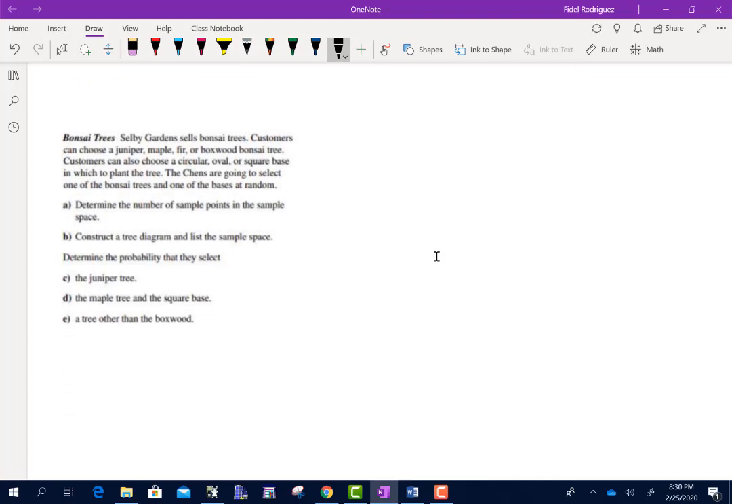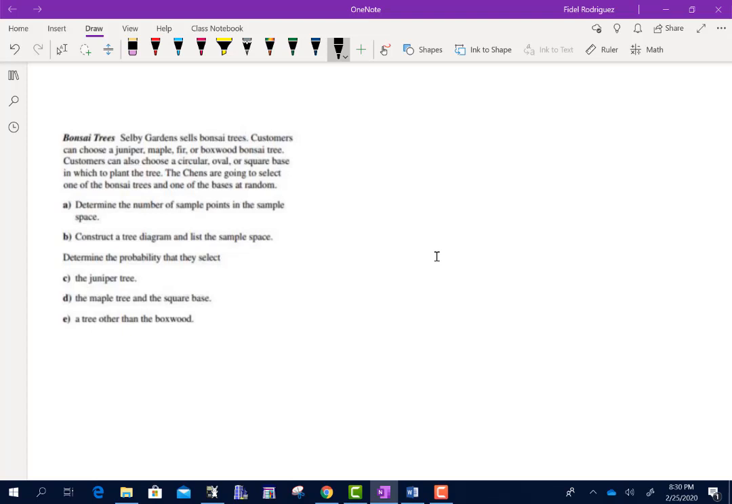Let's take a look. Bonsai trees. Selby Garden sells bonsai trees. Customers can choose juniper, maple, fir, or boxwood bonsai tree. They can also pick a circular, oval, or square base. The Chens are going to select one of the bonsai trees and one of the bases at random. Determine the number of sample points in the space.